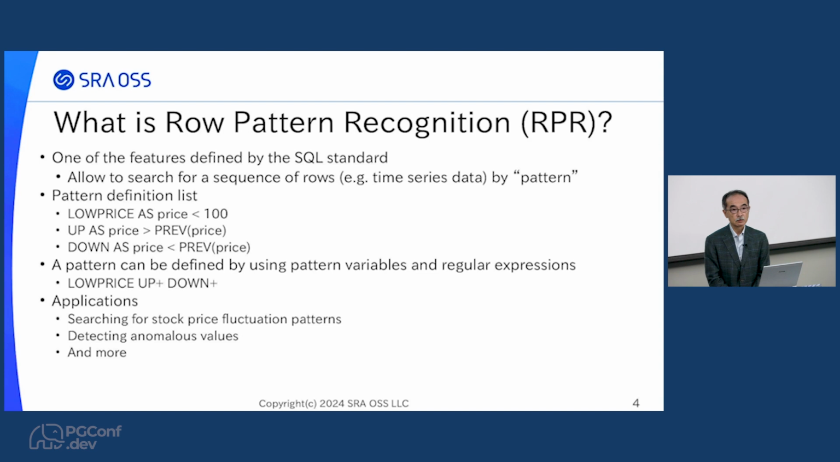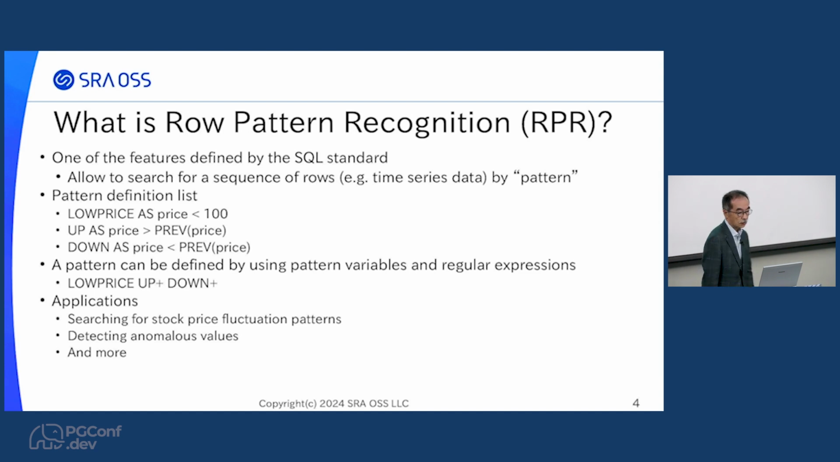Okay, what is row pattern recognition, or RPR? That is one of the features defined by the SQL standard. It allows you to search for a sequence of rows, for example time series data, by pattern. The key of the feature is the pattern definition. That is like this form.